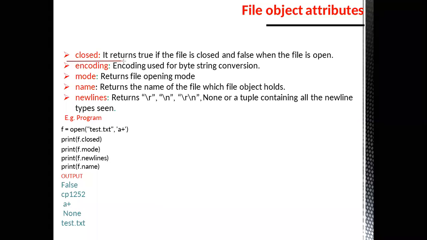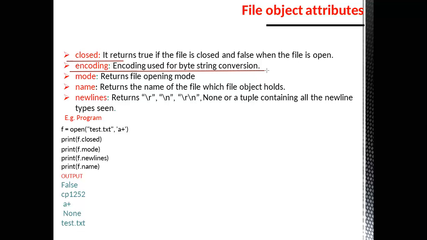This attribute will return either the file is open or closed. If the file is closed, then it will return true. If the file is in open mode, then it will return false. Okay. The next one is encoding. This attribute defines which type of encoding is used to convert or store the data in a particular file, either text file, binary file, or CSV file. These are the different files. This attribute is used to show the encoding type.